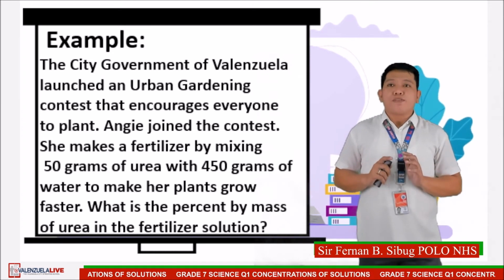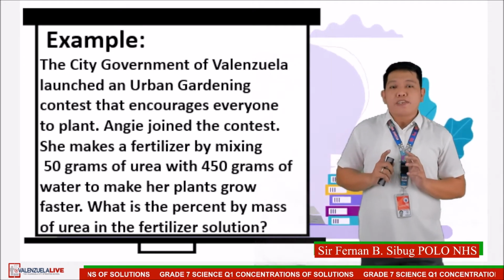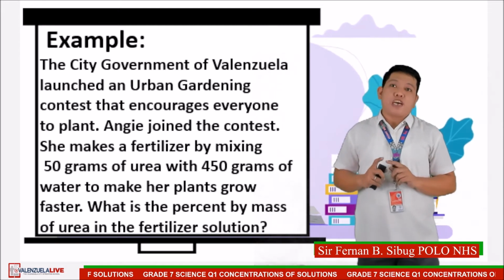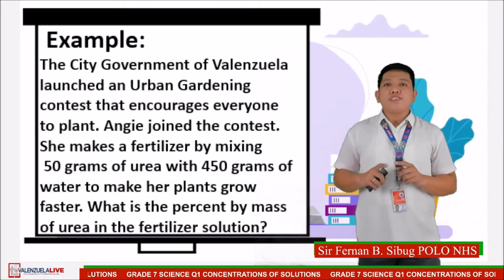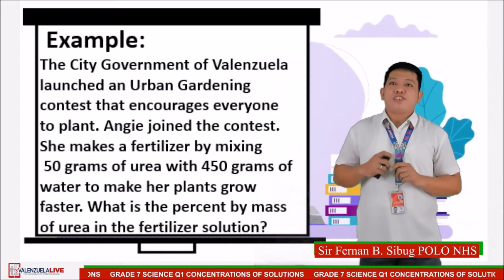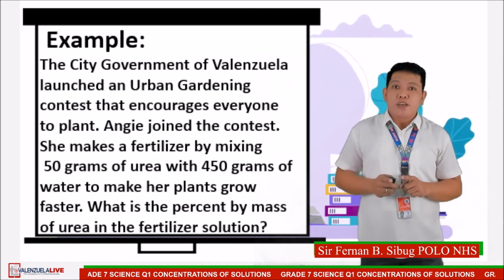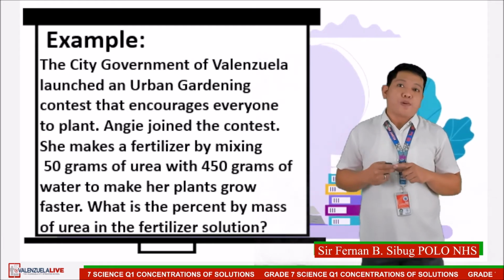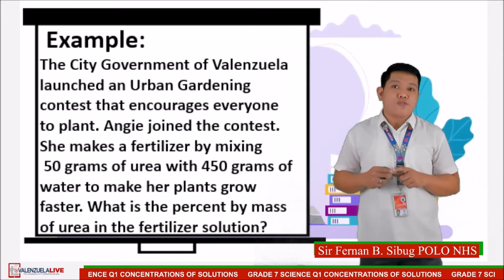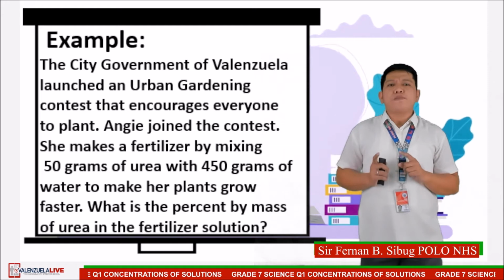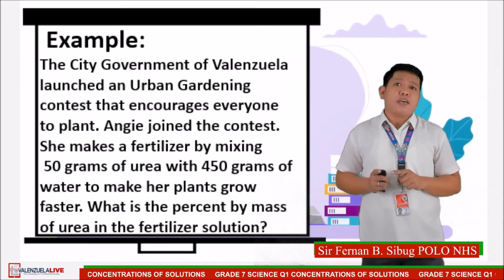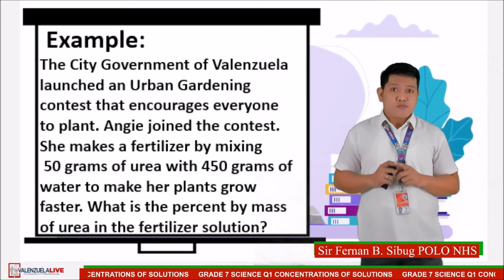The city government of Valenzuela launched an urban gardening contest that encouraged everyone to plant. Angie joined the contest. She makes a fertilizer by mixing 50 grams of urea with 450 grams of water to make her plants grow faster. What is the percent by mass of urea in the fertilizer solution?